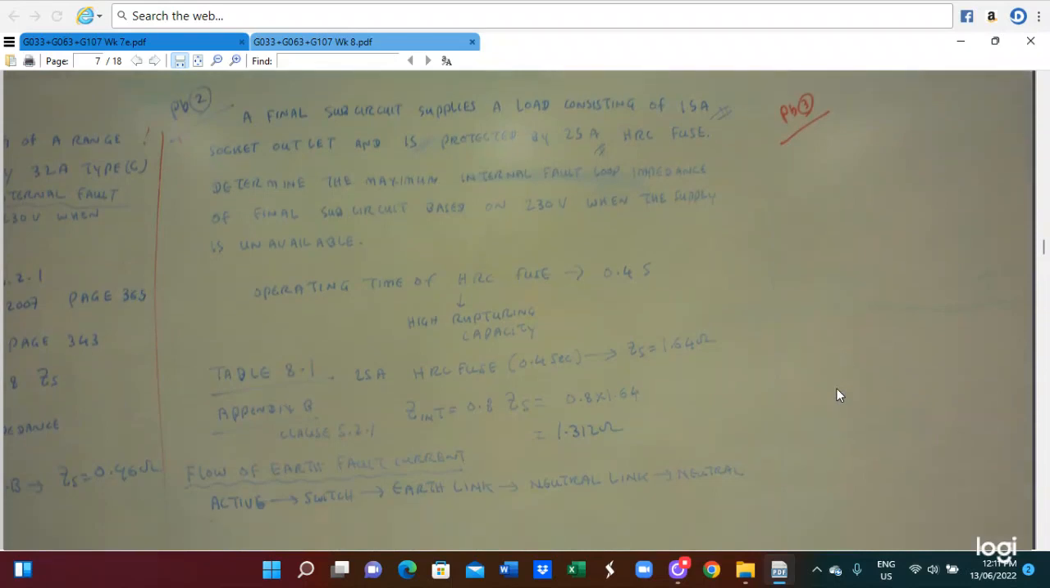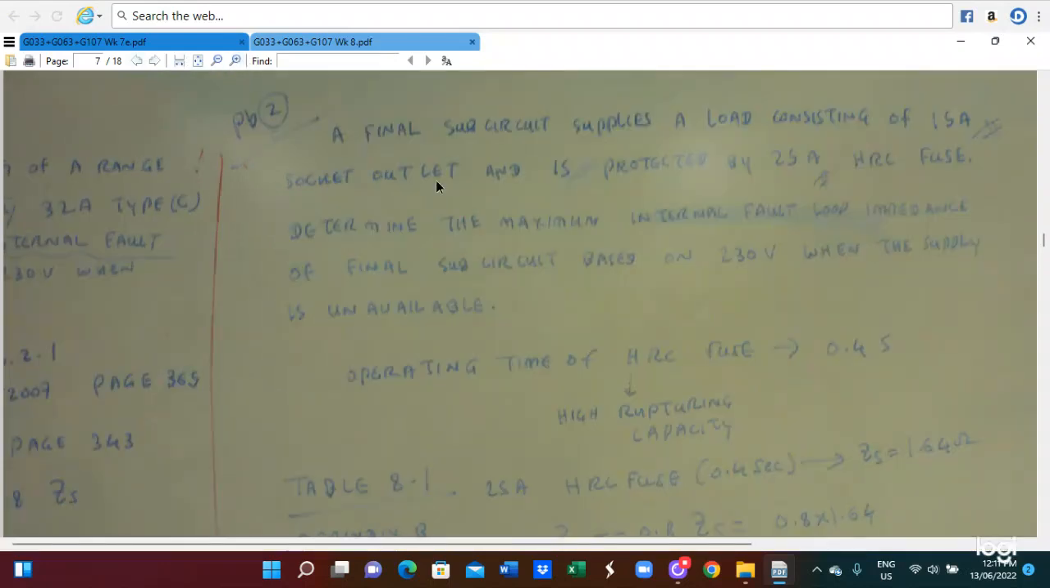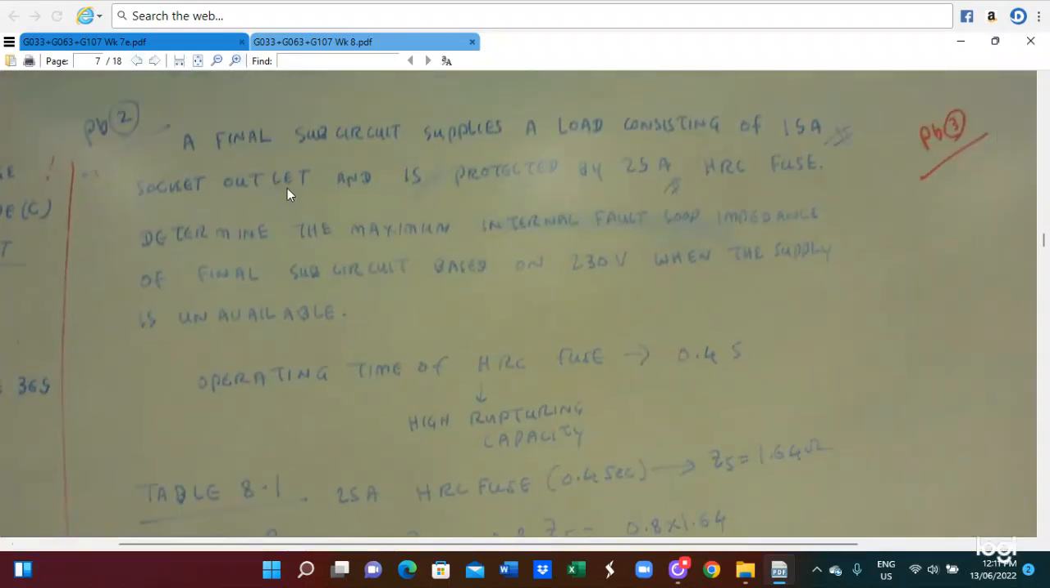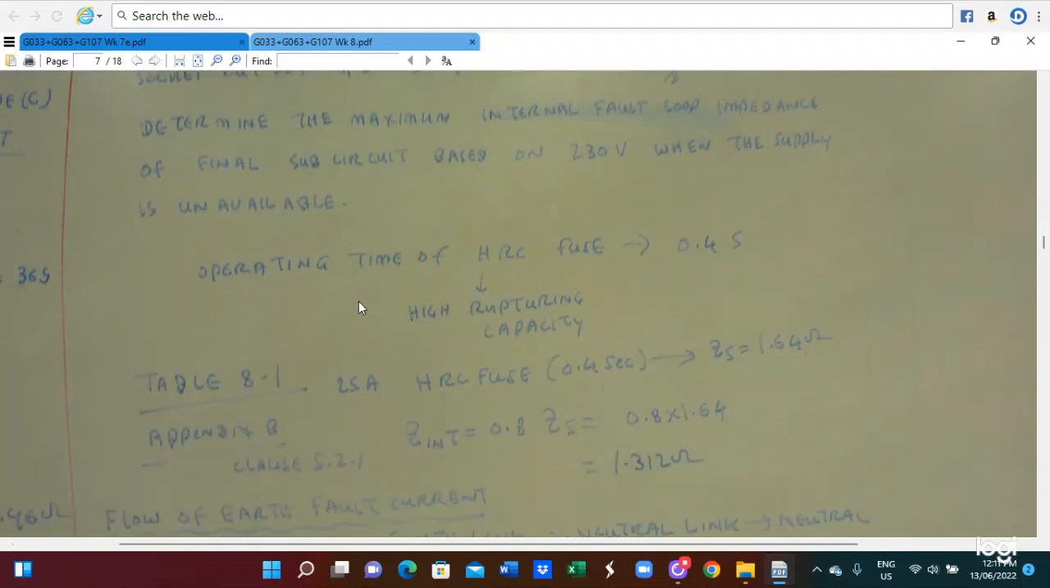The next one is the final circuit. The final circuit supplies a load consisting of a 15 ampere socket outlet, protected by a 25 ampere HRC fuse. Determine the maximum earth fault loop impedance of the final circuit based on 230 volts when the supply is available. The operating time of the HRC fuse is 0.4 seconds.